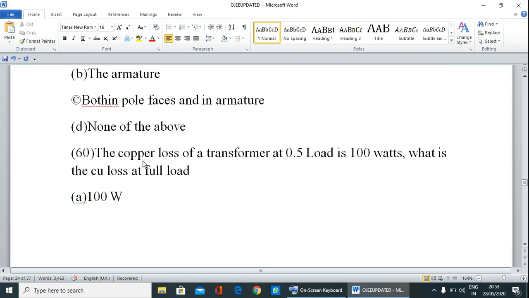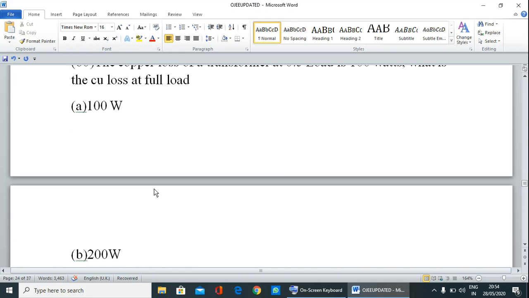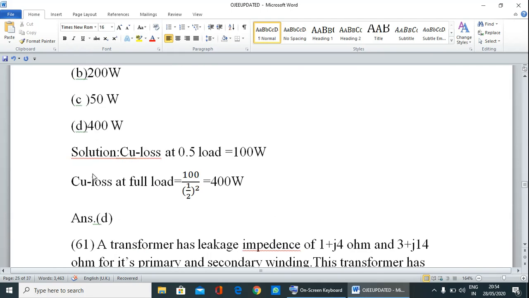So next question, the copper loss of a transformer at 0.5 load is 100 watts. What is the copper loss at full load? Let us find the solution. This is also a very simple question. The copper loss at 0.5 load is 100 watt. So copper loss at full load is 100 by 0.5 square.